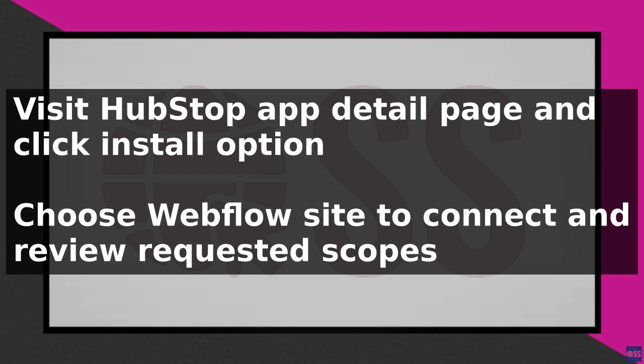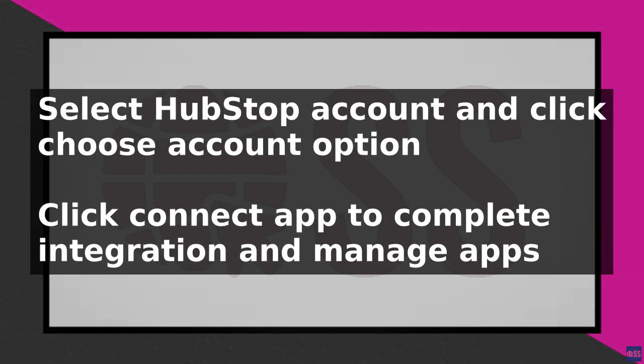Review the requested scopes, and click Authorize App. Select your HubSpot account and click Choose Account, then click Connect App to complete the integration. This will direct you to your dashboard, where you can manage your connected apps. If you need to install the app, you can do so from the HubSpot website.